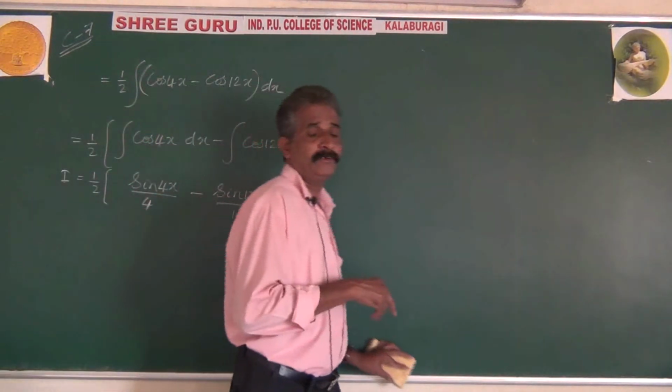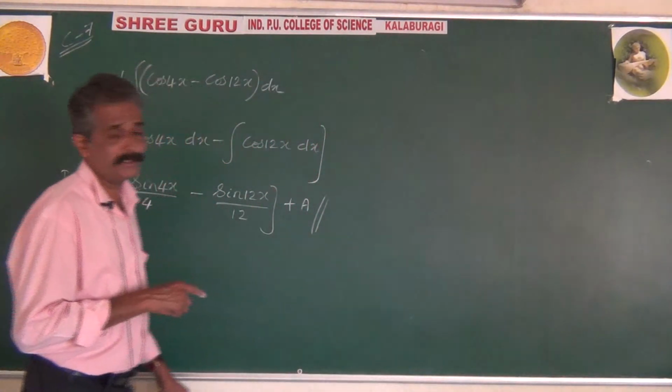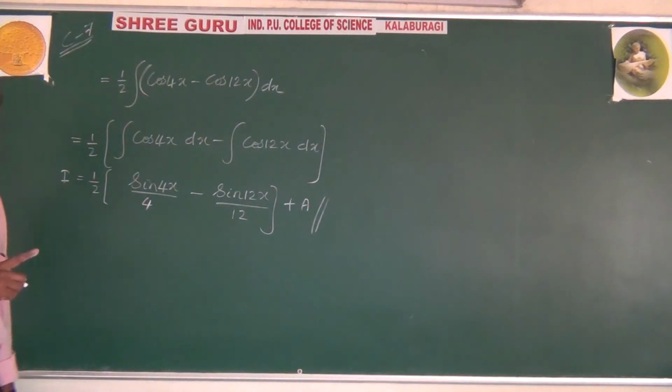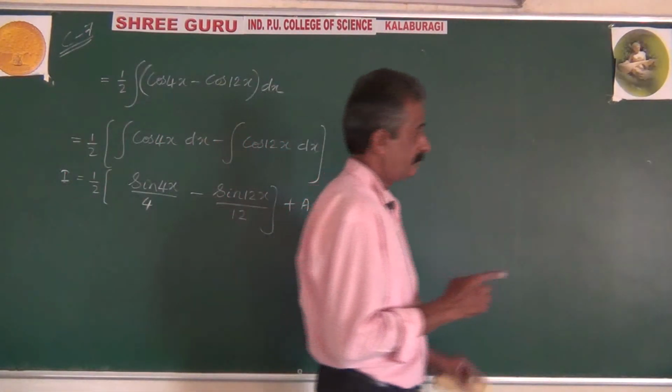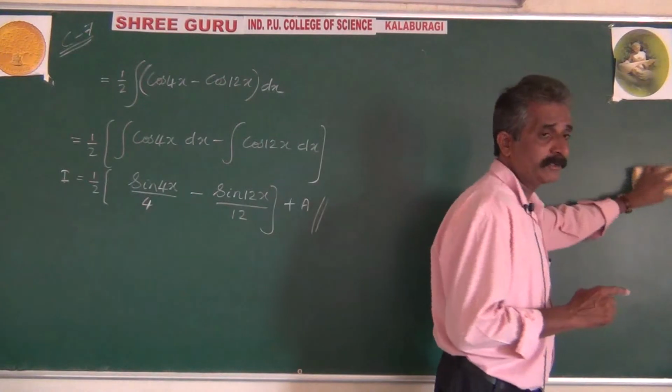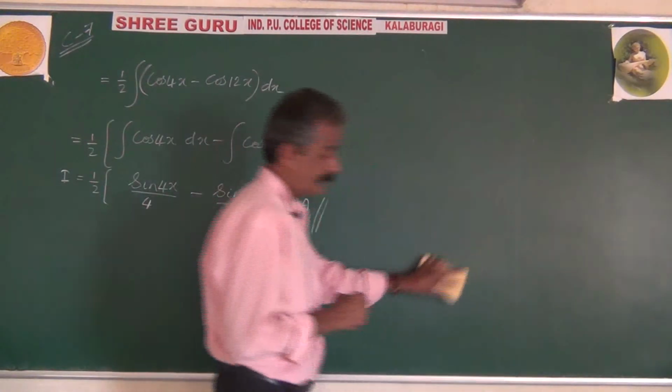Sin C plus sin D is 2 sin cos, sin C minus sin D is 2 cos sin, cos C plus cos D is 2 cos cos, cos C minus cos D is minus 2 sin sin. That's what those 8 formulas stand for. Next problem.